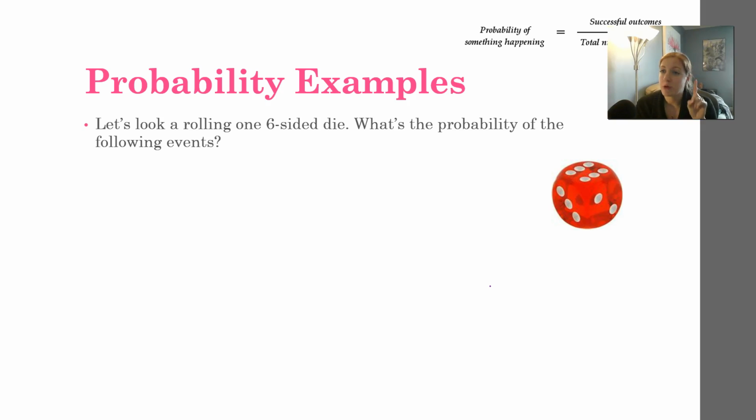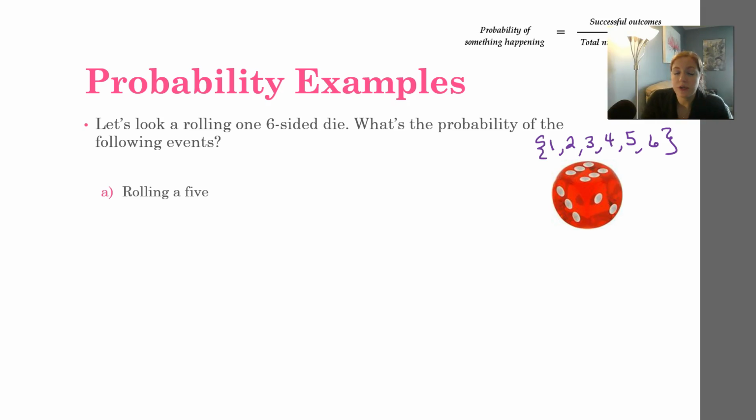So let's look at rolling one 6-sided die. So think of a 6-sided die, there's one, okay? Think of all the possible outcomes. So this comes from last week when we talked about outcomes. You could have 1, 2, 3, 4, 5, or 6, right? You could have any of those outcomes when you roll this die. So what probability do we want to find? The first one is the probability of rolling a 5.